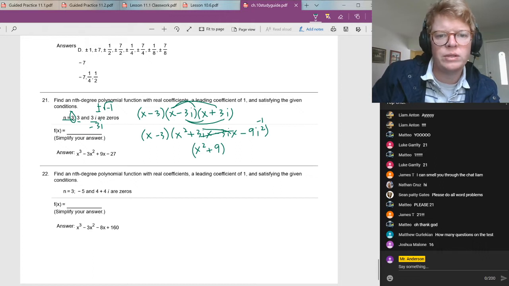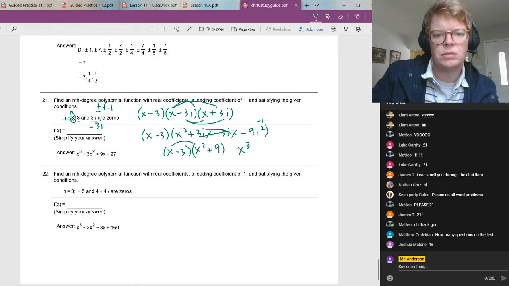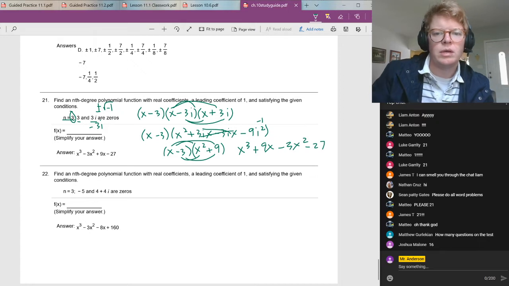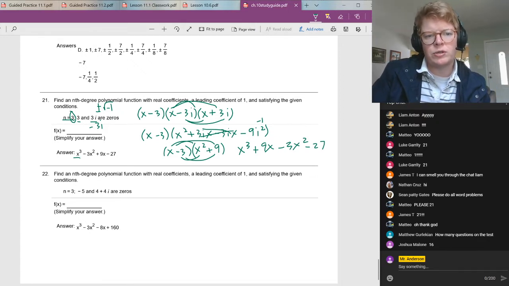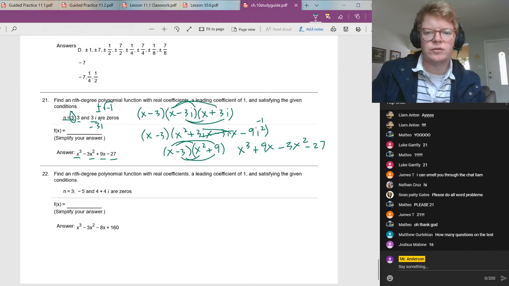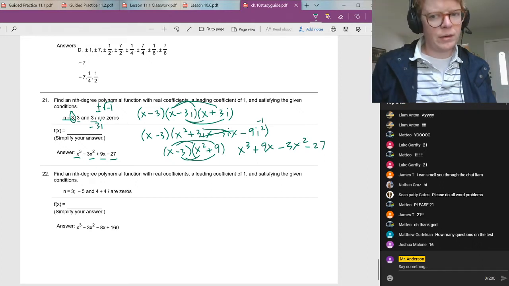And your answer is always going to be plus here. And then we're going to do x minus 3. And then we're going to multiply again. That's x cubed. That's plus 9x. That's minus 3x squared. And minus 27. Now rearrange it so it's in standard form. So you have x cubed, x squared, x, and negative 27. All right?